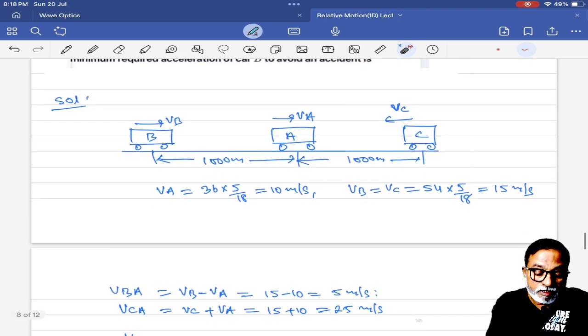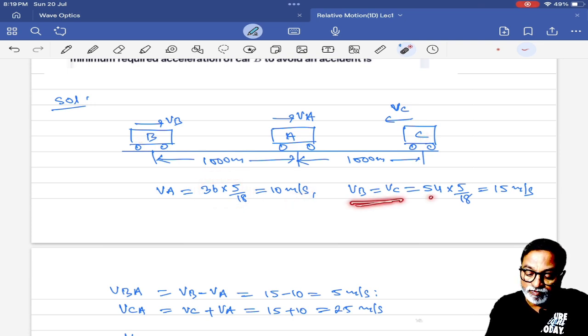See here, this is car B and car C. These two are moving in opposite directions. And this is car A, it is moving with velocity VA. See, VA is given as 36 km per hour. Therefore, 36 into 5 by 18, this is 10 meter per second. VB and VC are both the same. VB is equal to 54 into 5 by 18, this is 15 meter per second.